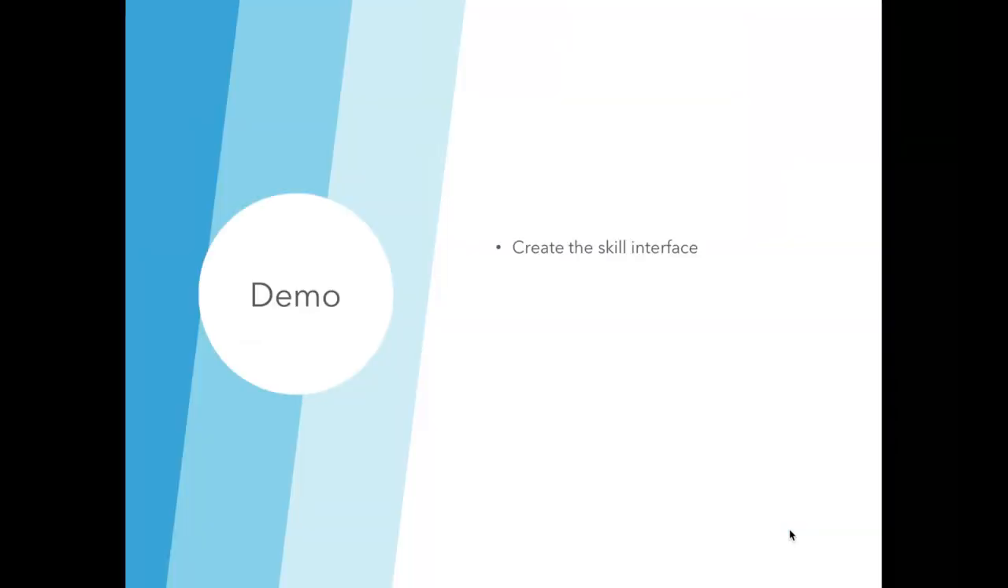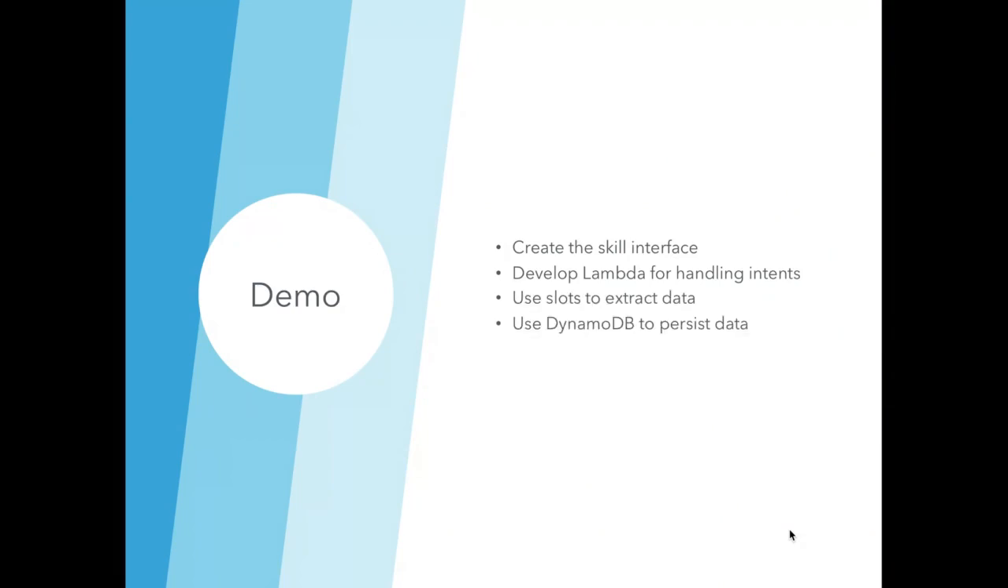So in this demo, I will first create the skill interface, and then we will develop Lambda for simple intents, and then we will see how we can use slots to extract data, and then we will also use DynamoDB to persist the data. Once we have completed the demo, if there is time, I will try to show a little bit more, but I don't think we will have time. So let's quickly jump to the demo.